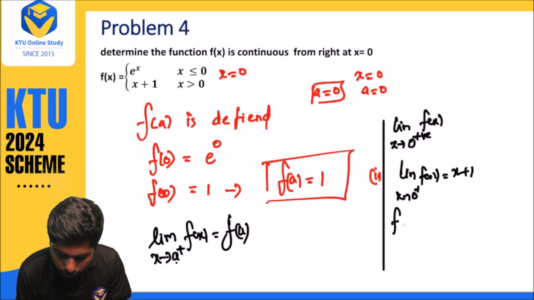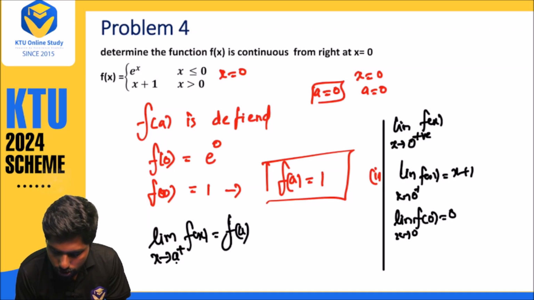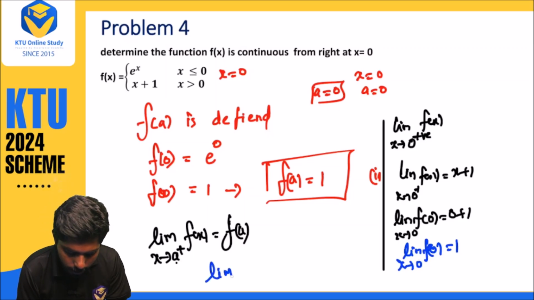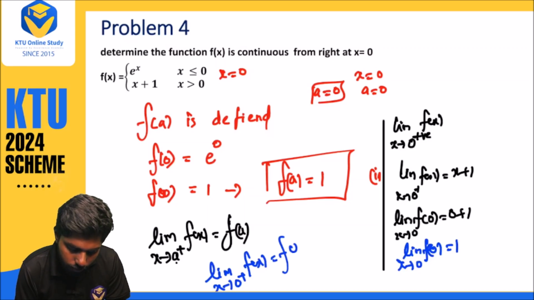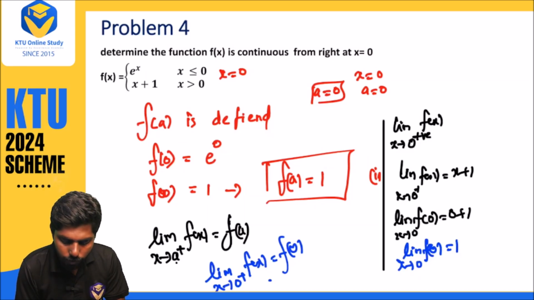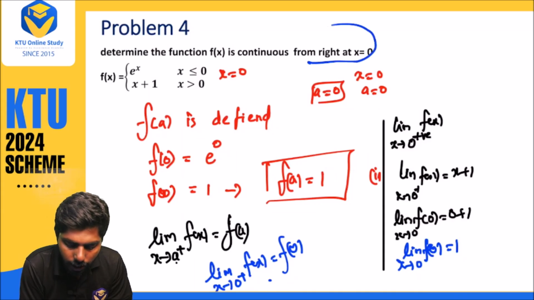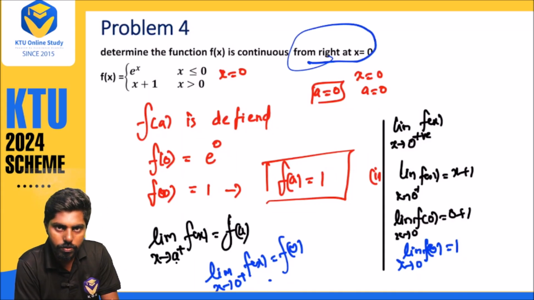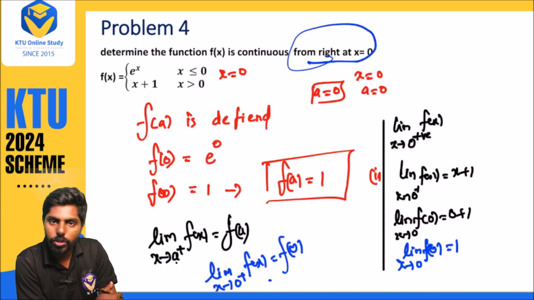Now when you solve, limit x approaches 0, f of x is equal to 0 plus 1, that is 1. That means limit x approaches 0 from the positive direction, f of x is equal to f of 0. Both are equal, so we can say this is continuous from the right side. We will go to one more problem also.